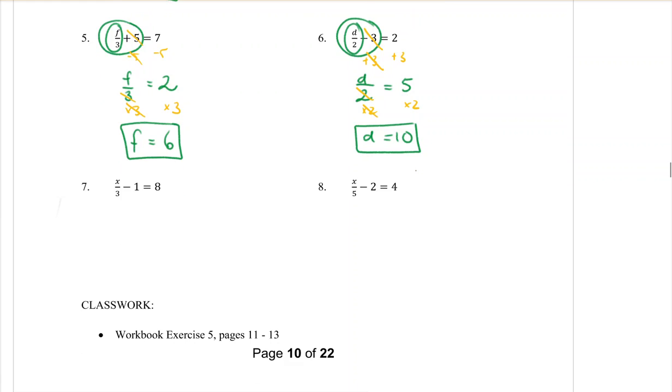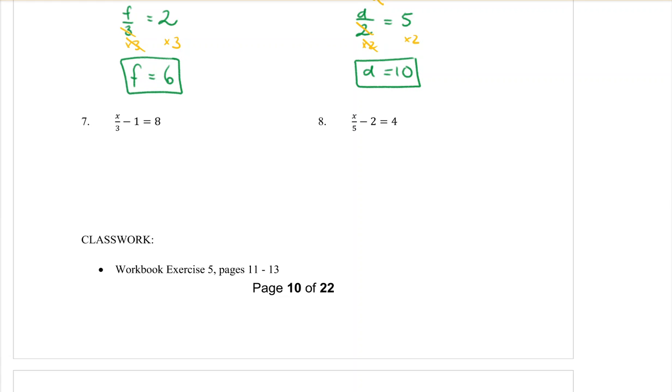Easy, easy? So we'll do it over and over and over. You will be masters of equation solving. Next one, we've got x over 3, and then we subtract 1. So opposite, plus 1. Cross out the ones. X over 3 equals 8 plus 1 is 9. And then times by 3. Cross the 3's off. Don't forget to cross. X equals 9 times 3 is 27.